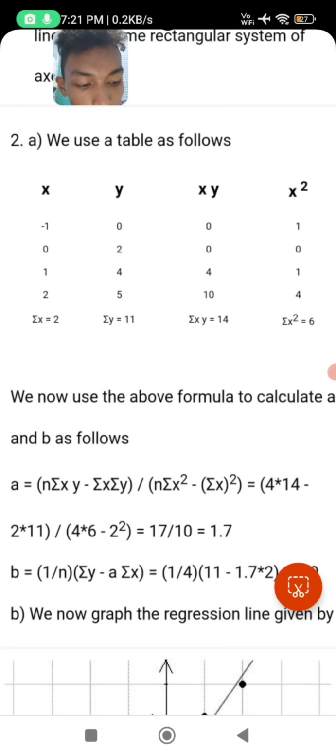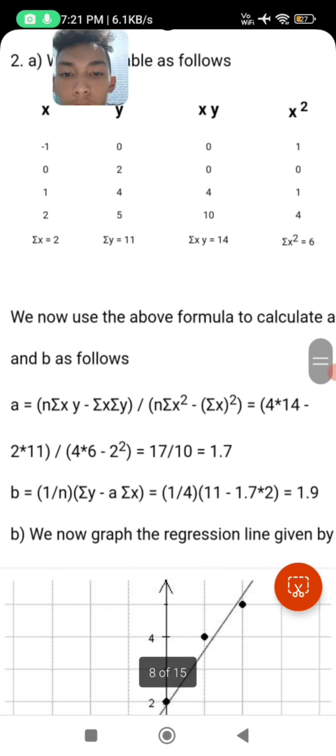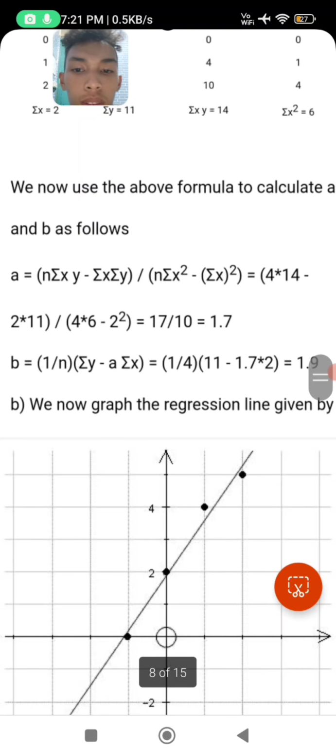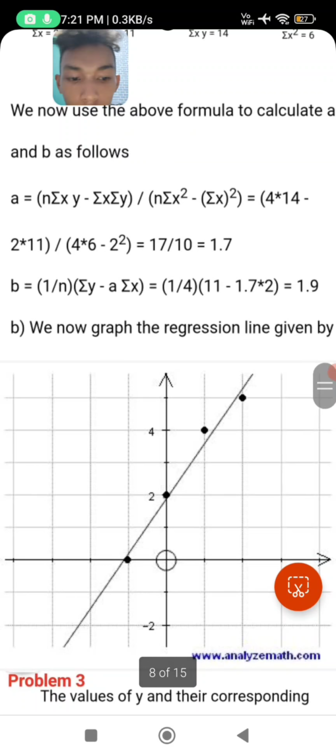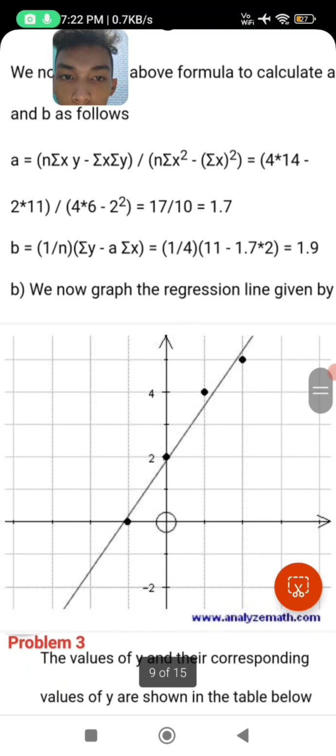The total sum of X squared equals 6. Now we use the above formula to calculate a and b as follows. The same as before, A equals n times the sum of XY minus the sum of the X scores times the sum of the Y scores, divided by n times the sum of squared X minus the square of the sum of X, which equals 4 times 14 minus 2 times 11, over 4 times 6 minus 2 squared, equals 17 over 10 equals 1.7.